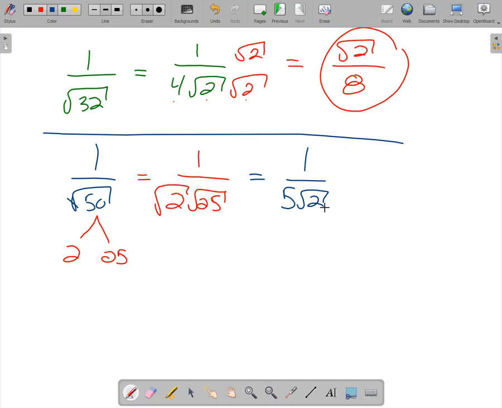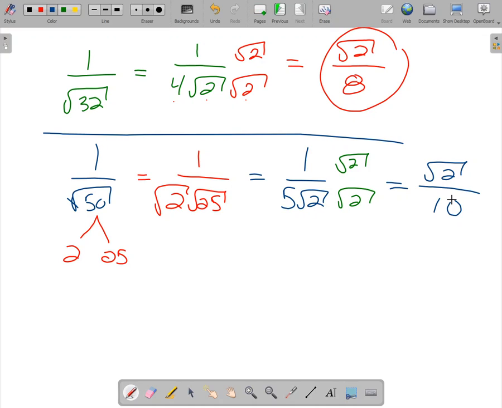What do I do with the square root now? I multiply top and bottom by it. And then clean it up. 1 times the square root of 2 is the square root of 2. Square root of 2 times square root of 2 is 2, times 5 is 10.